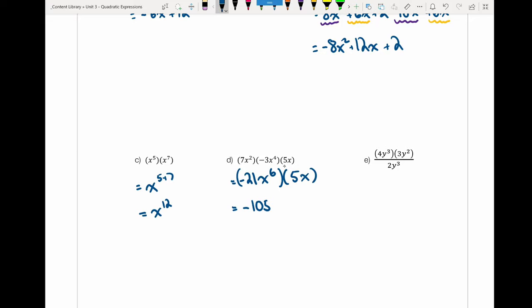x to the power of 6 times x to the power of 7, or basically, because we don't see an exponent, we assume that there's a 1 there.